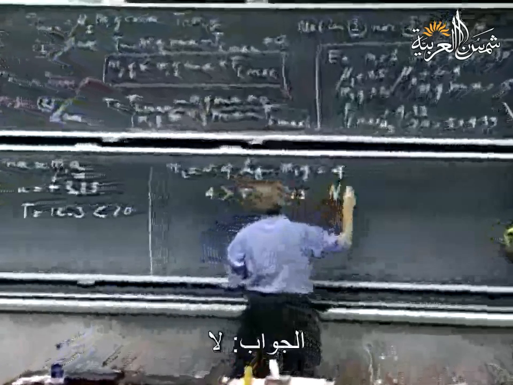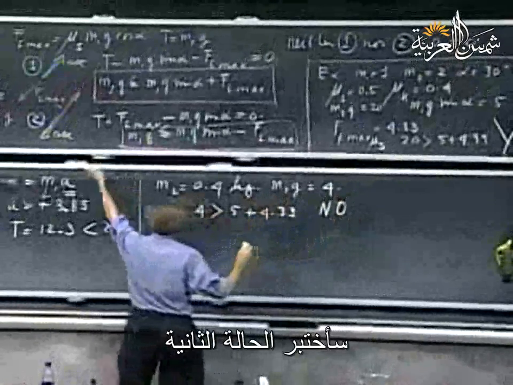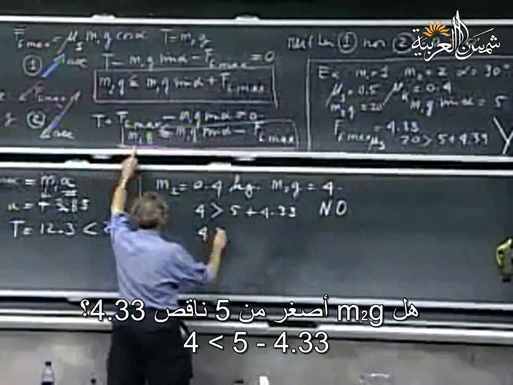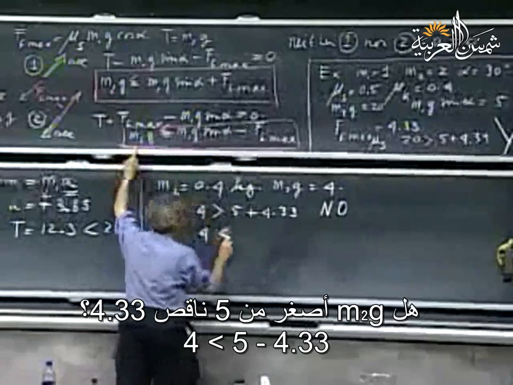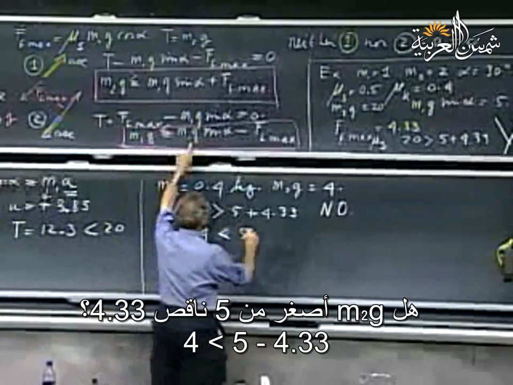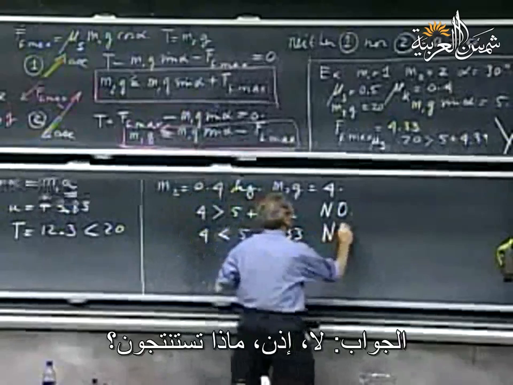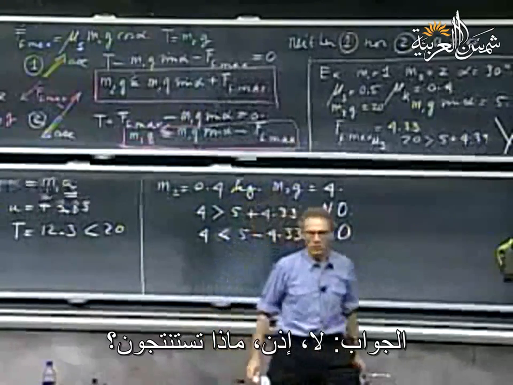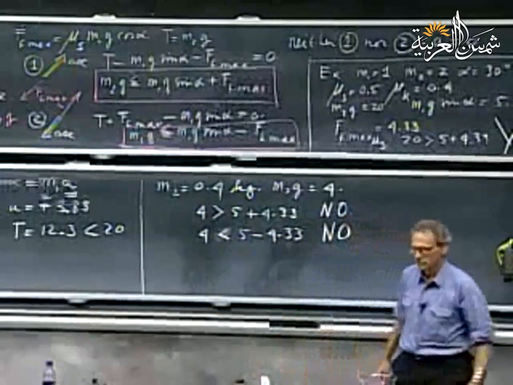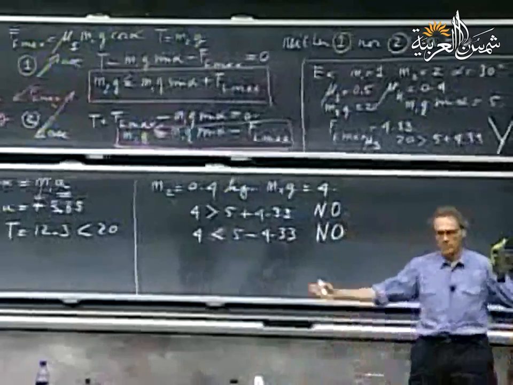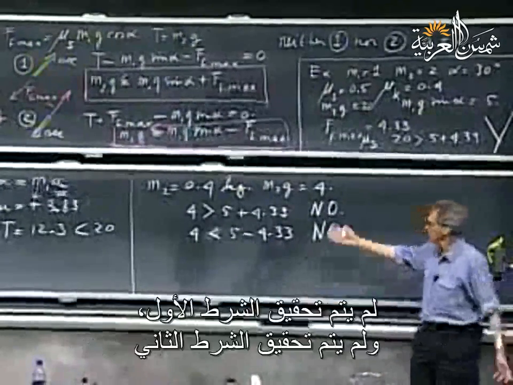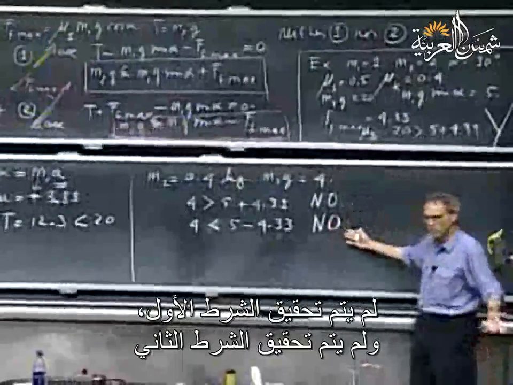The answer is no. I'm going to test for my second case. Is m2 g smaller than 5 minus 4.33? The answer is no. So what do we conclude? What must be our conclusion? Condition 1 is not met. Condition 2 is not met.